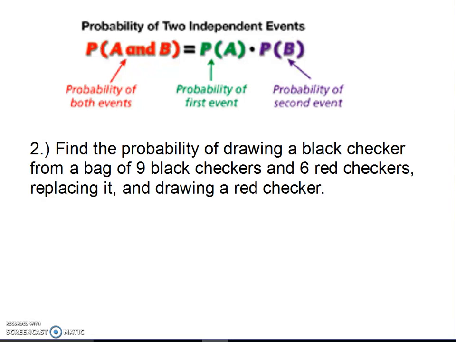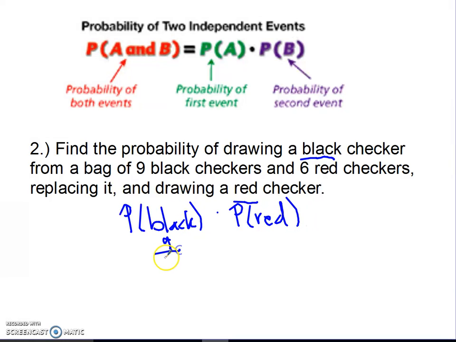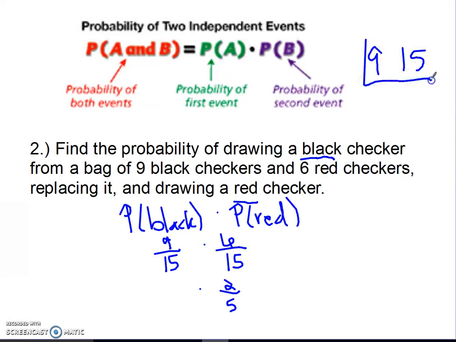Let's take a look at number 2. Find the probability of drawing a black checker from a bag of 9 black checkers and 6 red checkers, replacing it, and drawing another red checker. The first event is a black checker. The second event is a red checker. So I have 9 black out of a total of 15. The probability of red is 6/15. Remember, we just simplified 6/15 in the previous example.